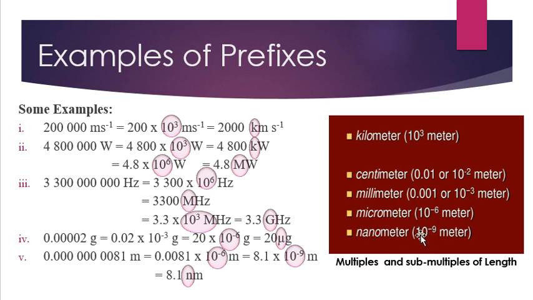The important thing to understand is that when you move the decimal point towards the right direction, then you make the power negative. And if you move the decimal point towards the left direction, then you have a positive power.